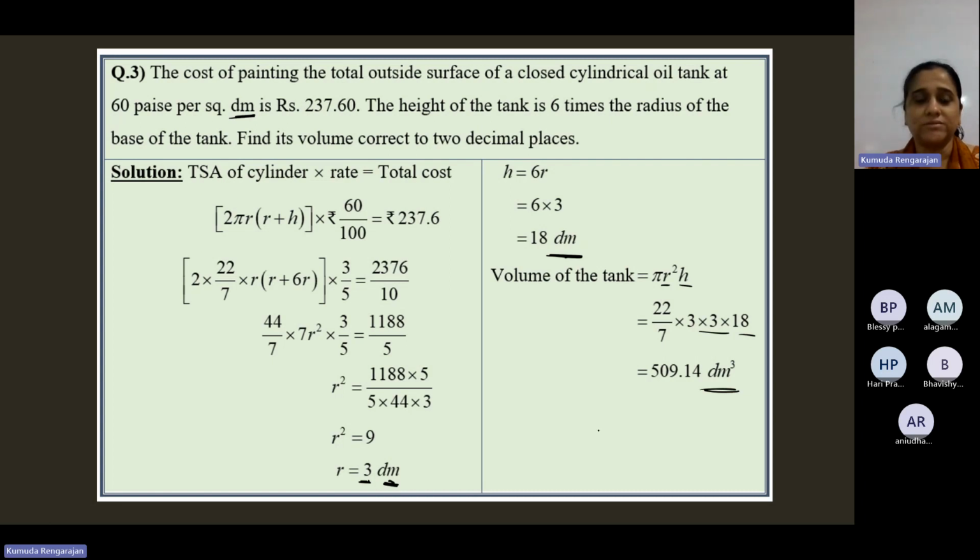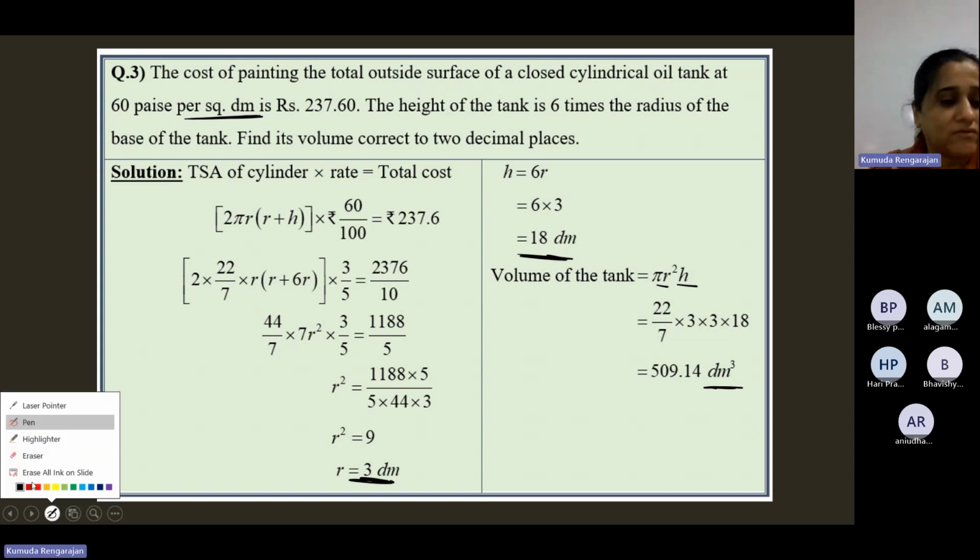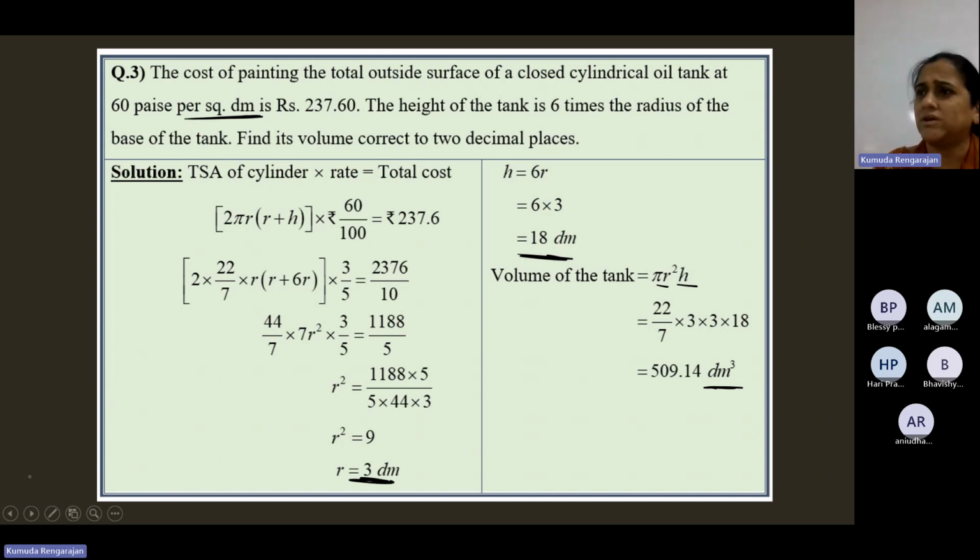I'm talking about the first one of today's class. Since it is per square decimeter, R you get will be 3 decimeter. So height is 18 decimeter. When you substitute R and H in the formula, you will get the volume in decimeter cube, right? Now, supposing you have to convert this to centimeter cube or some other unit. Supposing you have to find the volume in meter cube.